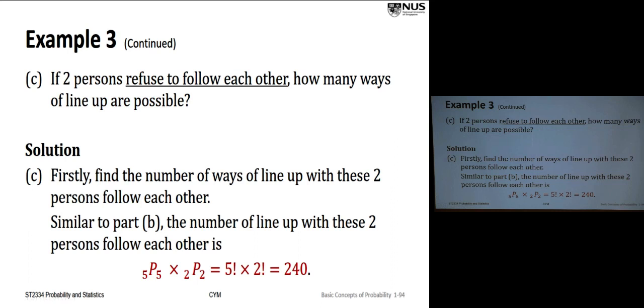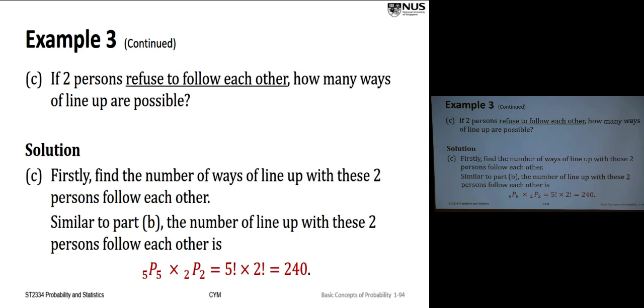Third part. Now, 2 of them are not friends. So they insist not to sit together, queue up together, follow each other. They refuse to follow each other. So the trick that we just used doesn't work here. So what to do? You just think the other way. Instead of finding how many ways they are not together, I find how many ways these two are together. Then subtract it from the total ways.